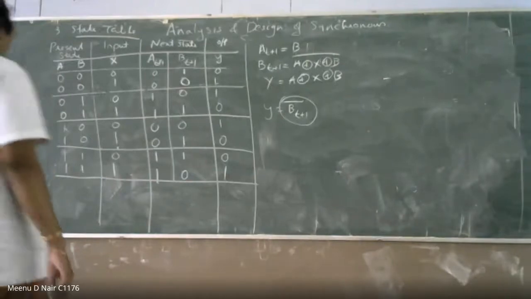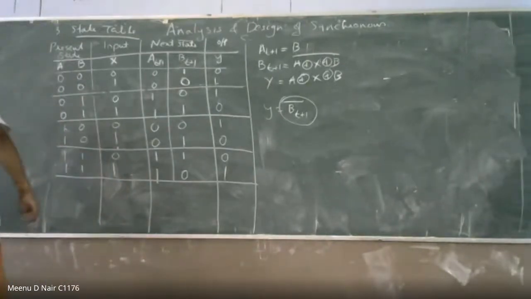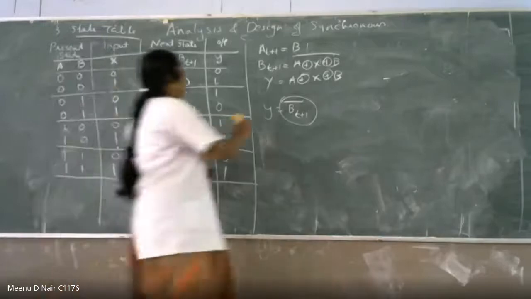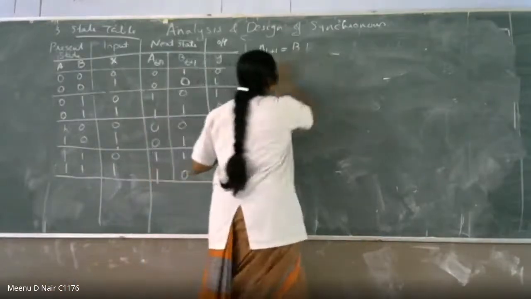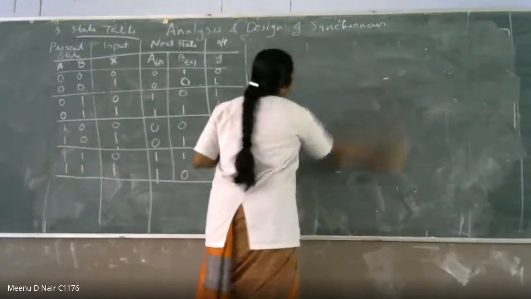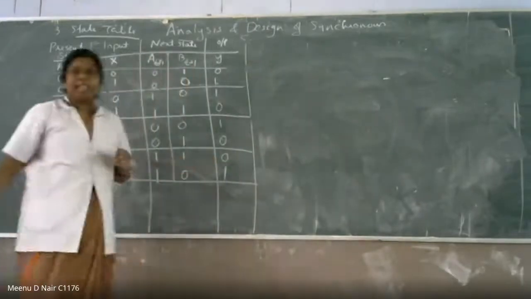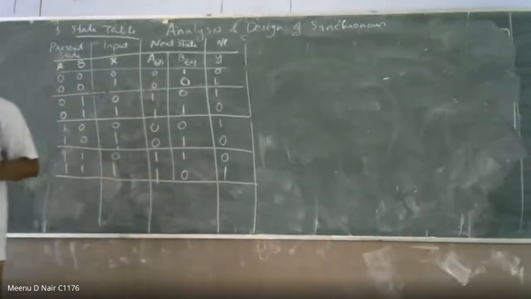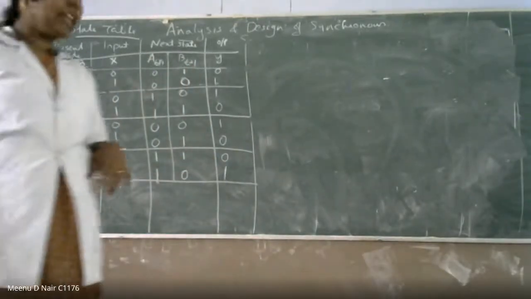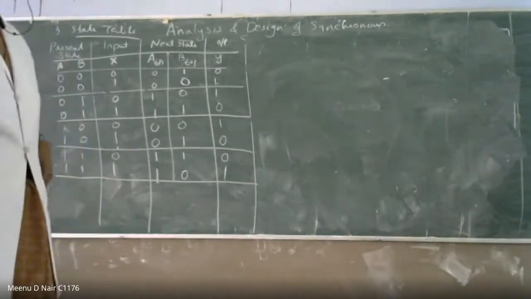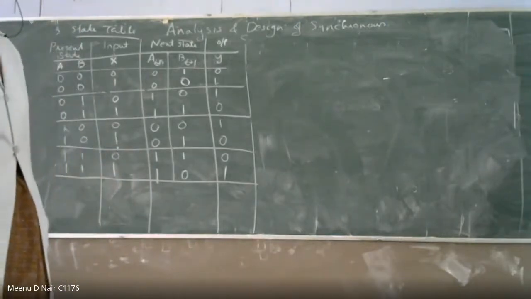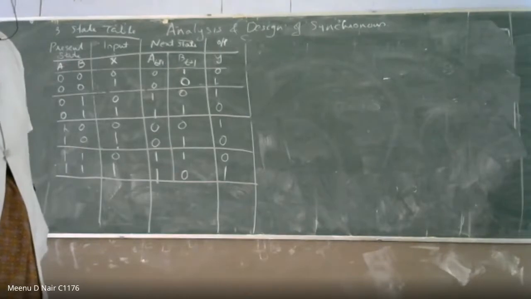Then fine. Okay. Well, what is the next step? We have to draw the state diagram. So how many states are available here? How many present states? Somebody please respond. How many states are available here?